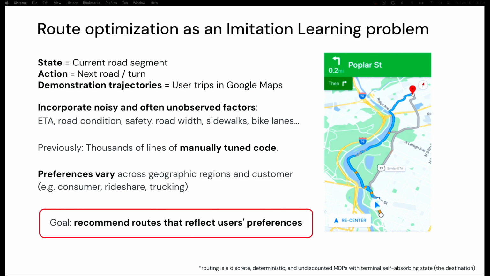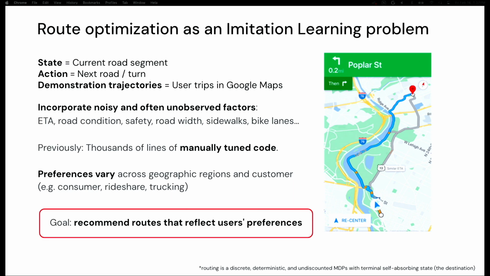So route optimization in Maps is a pretty classic inverse RL problem, where you have a discrete deterministic MDP, where your states are all the road segments in the graph. The actions represent valid turns that you can take at certain intersections. And then your demonstration trajectories actually come from some real set of users. In this case, these are actual Google Maps users' trips when they're navigating in the real world.